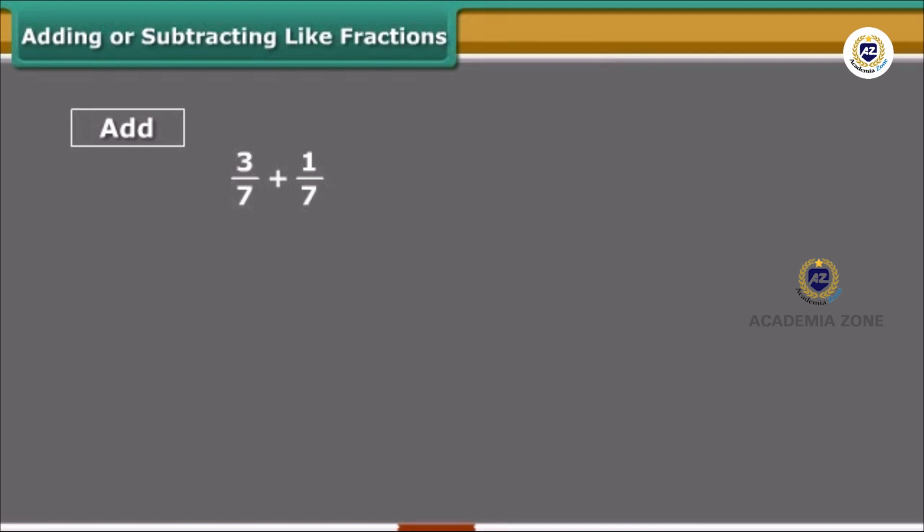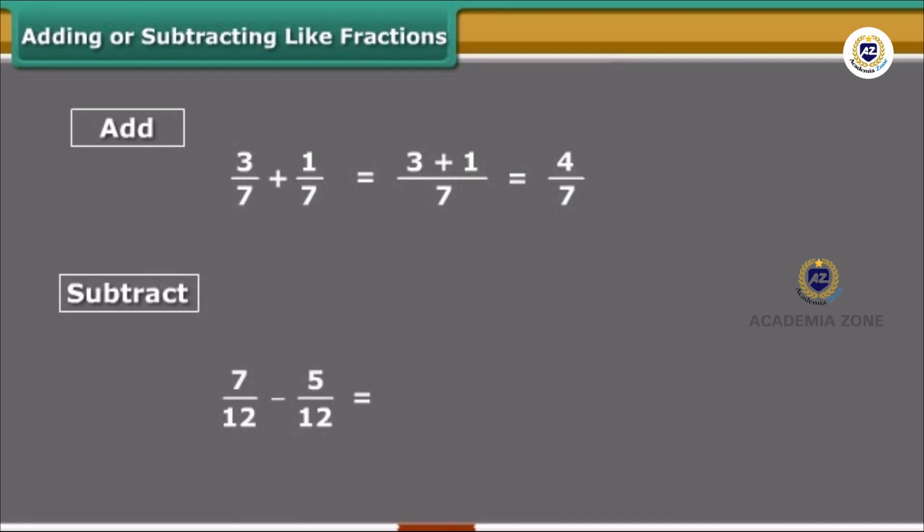Students, the sum of two or more like fractions is obtained in three steps. First, we add the numerators. Second, retain the common denominator. And finally, write the fraction including both the results. To get the difference of two like fractions, first we subtract the smaller numerator from the bigger numerator. Second, retain the common denominator. Then write the fraction including both the results.